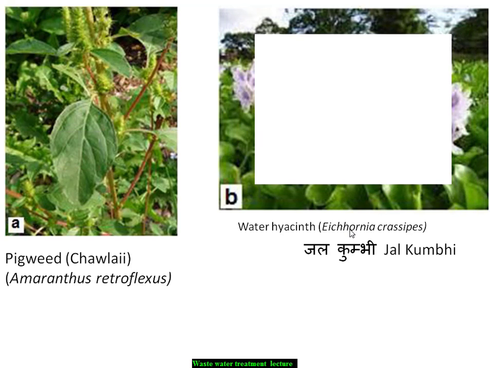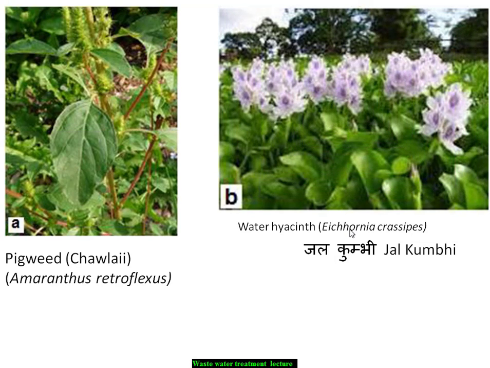Now here you can see some pictures of plants which are very much helpful to reduce water impurities. In the first slide is the pigweed, the common name is cholai. So cholai is also helpful to reduce the impurities from the water. Same as the water hyacinth, the common name is jalkumbhi, which is another plant very much helpful to reduce the impurities from the water bodies.